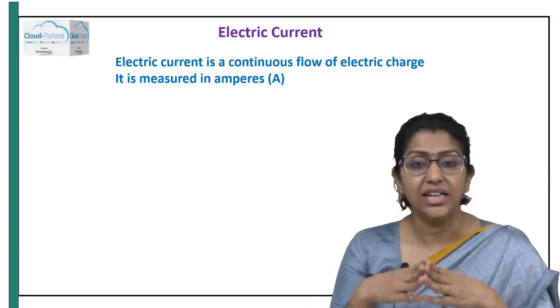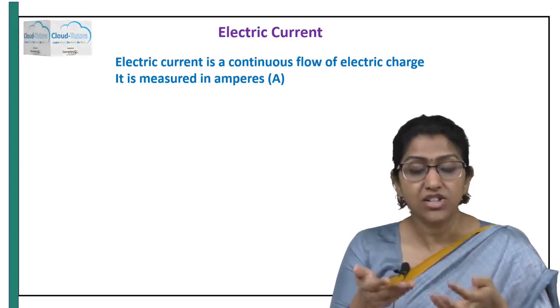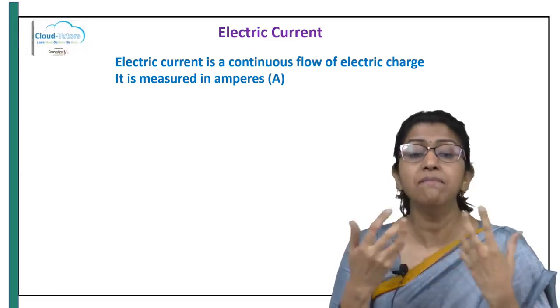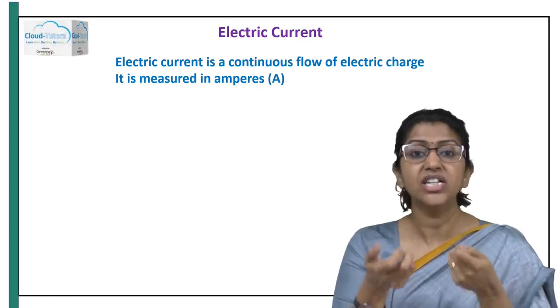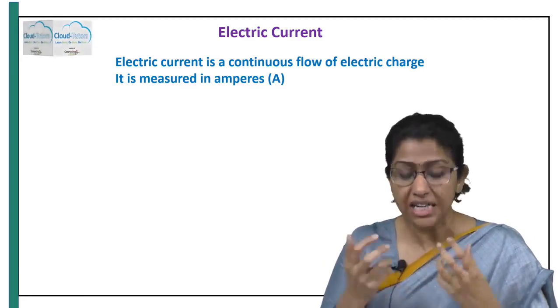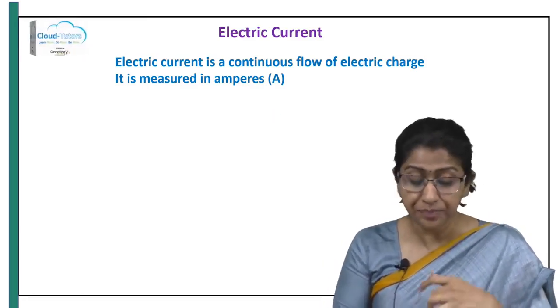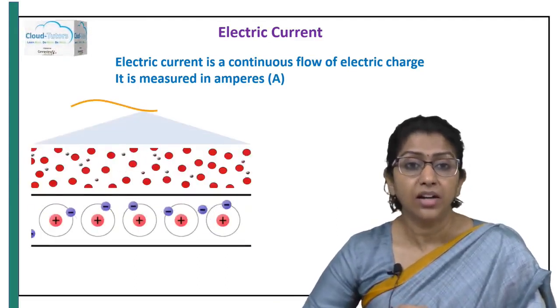Electric current, as we stated in the beginning of the session, or current in general, is nothing but flow of particles. In particular, electric current is nothing but the rate of flow of electric charges, and it is measured in amperes. So how do we actually do this?